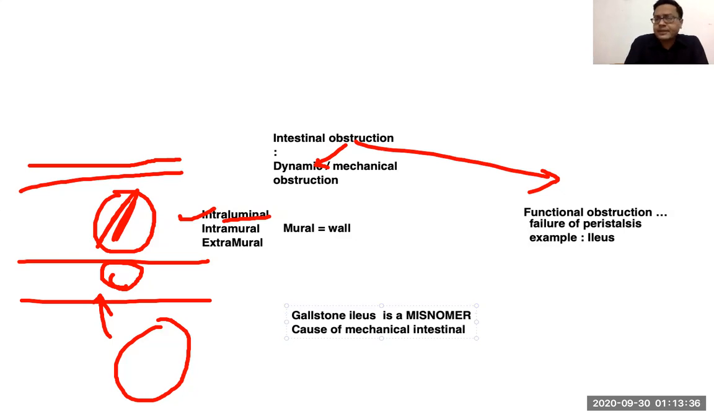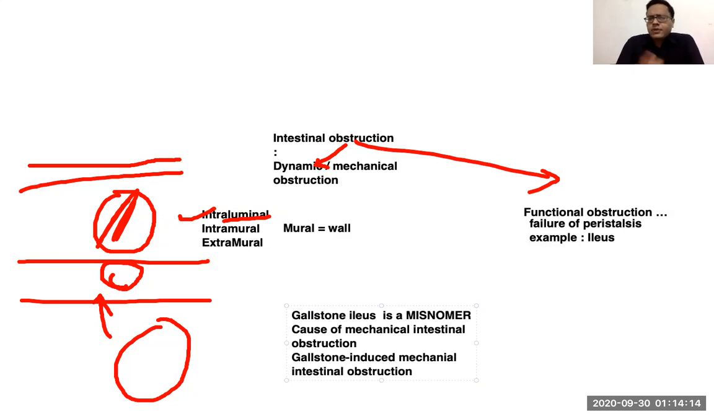Next, I'm going to explain how it develops, those three steps in the story, after this. So its more appropriate name would have been gallstone induced mechanical intestinal obstruction. If we think in this way, then it's more appropriate.